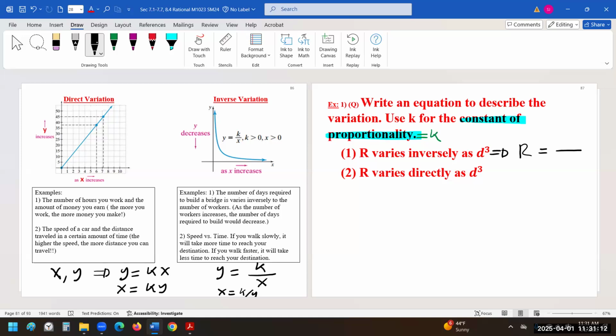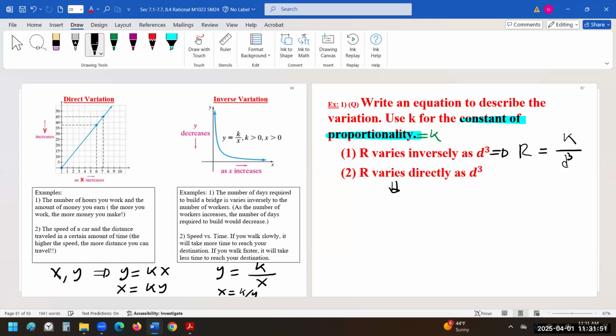Whatever you have here, that always goes to the denominator. So d cubed goes on the denominator. And how are R and d cubed changing? With a constant rate k, which we don't know. So the constant rate always goes either in front or on the top of your second variable. Okay? So rewrite exactly as it's written.